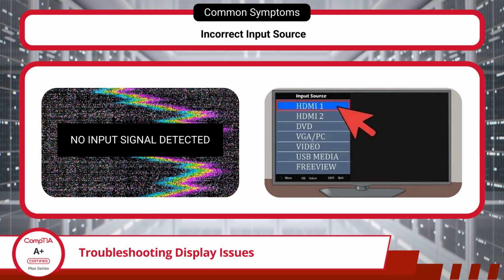For our first display issue, we have incorrect input source. While troubleshooting a projector or monitor, this can manifest as a lack of image or an error message like "no input signal detected." This common issue often occurs when users inadvertently choose the wrong input source on the display device. However, resolving this issue is relatively straightforward. By verifying and adjusting the input source settings to ensure the correct one is selected, you can effectively remedy the situation.